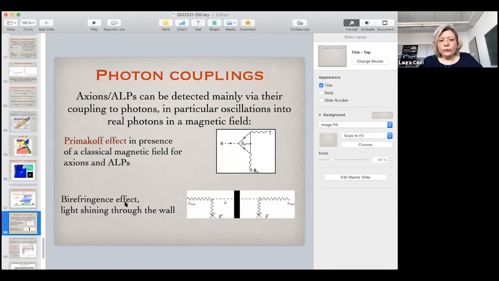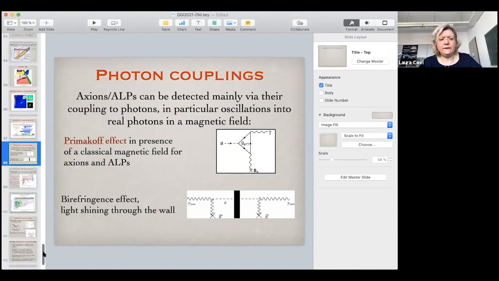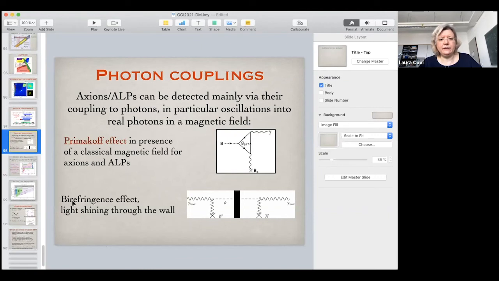Of course, you could also have a different effect, which is called the birefringent effect. In this case, you don't really observe just the fact that the photon in some sense crosses the wall, but you see the change of polarization, the plane of polarization of a photon, which is also affected if you have an oscillation into an axion. And these experiments are done also in Italy. I think it's done in Padova or something like that.